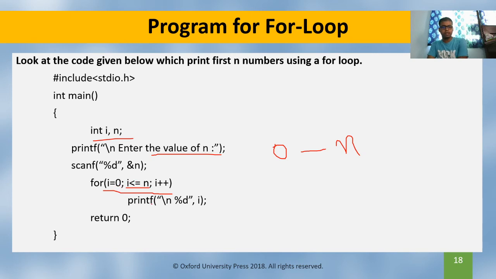Then i plus plus will occur, and printf will print 0, and i plus plus will occur, and again i less than or equal to n will be checked, printf of i will be done, and again i plus plus will occur.